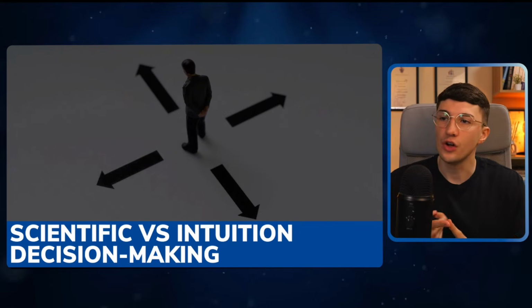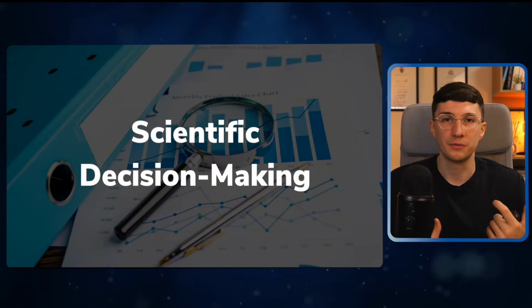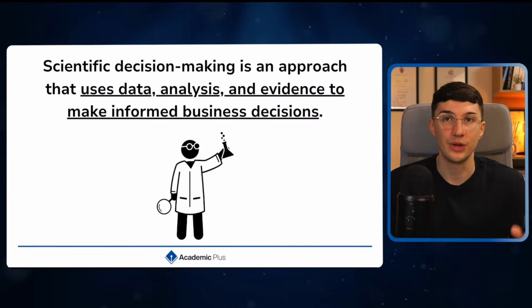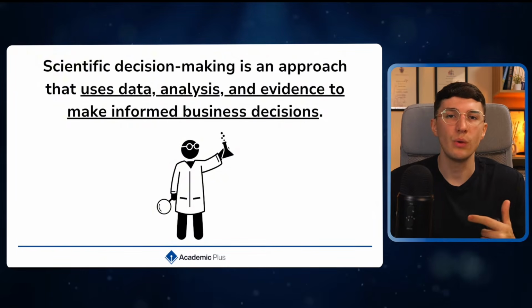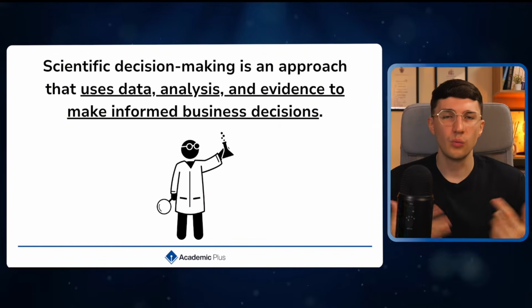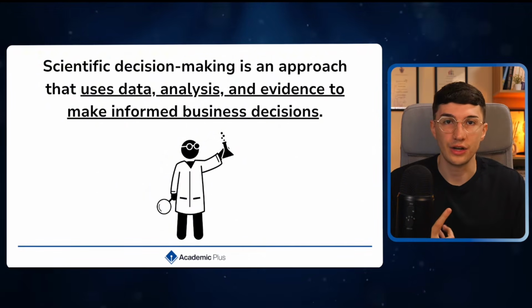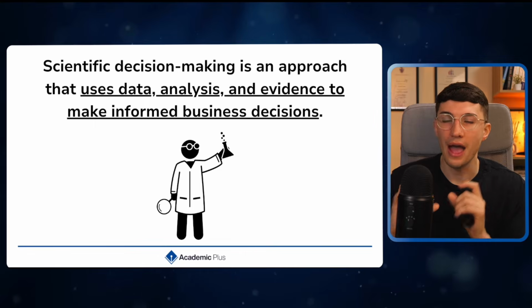The next topic that we'll take a look at in this revision video will be identifying the difference between scientific and intuition decision making. So what we're going to do is I'm going to explain what scientific decision making is and then what intuition is, and the key differences between them. Now, kind of in the name, a scientific decision is basically when we are using data and evidence to make our decision. So we want to conduct some market research. We want to look at making decision trees. We want to analyze the data and then base our decisions on evidence.